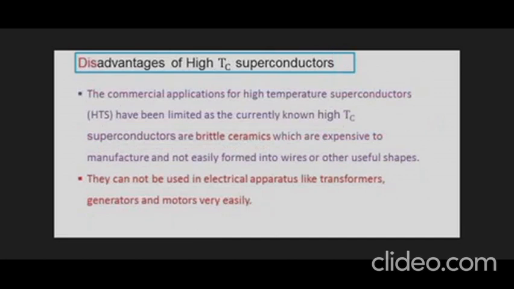Now the disadvantages of high Tc superconductors. The commercial applications for high Tc superconductors have been limited, as the currently known high Tc superconductors are brittle ceramics, which are expensive to manufacture and not easily formed into wires or other useful shapes. They cannot be used in electrical apparatus like transformers, generators, and motors very easily. These are the disadvantages of superconductors.